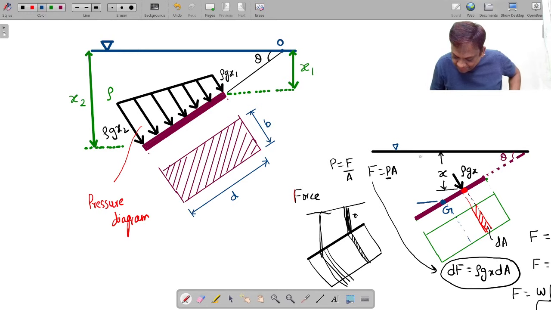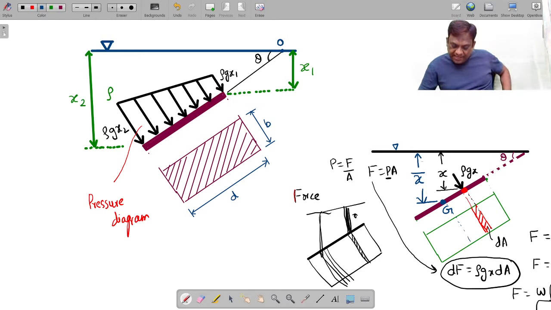Assume this to be the center of gravity. This is our x bar. Can you tell me what x bar is? It is the vertical distance of the center of gravity, measured from the free surface. That is x bar.